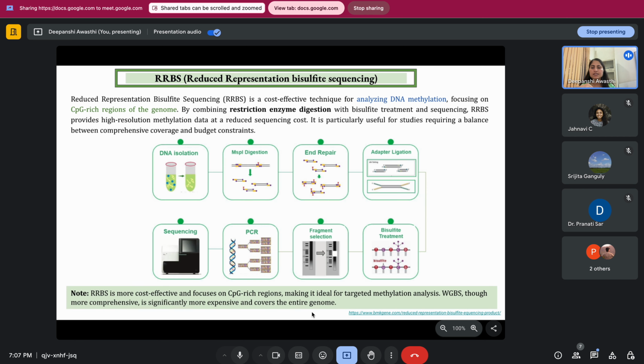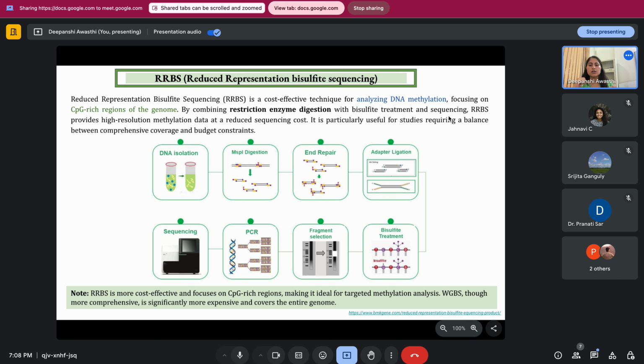Then there is another method, reduced representation bisulfite sequencing, and this method is cost effective, because in the previous method you are completely using sodium bisulfite, which could be quite costly. So in this case it is a cost effective method, in which you are focusing on the CpG rich regions of the genome. You are not focusing on the entire genome, but you are specifically targeting the CpG rich regions, and you will use restriction enzyme digestion along with the bisulfite treatment.